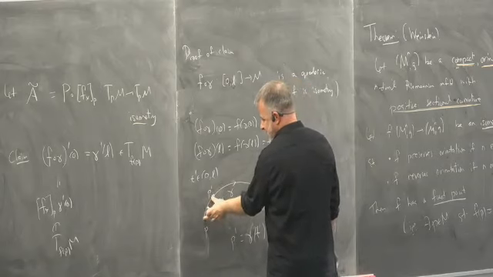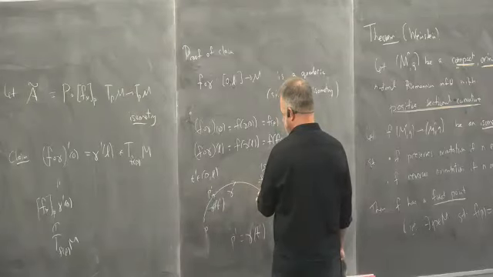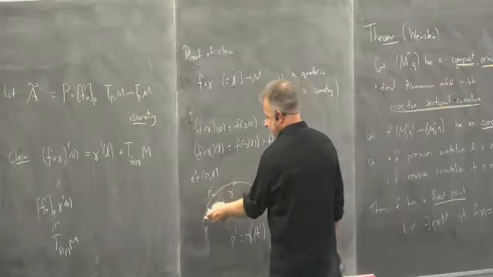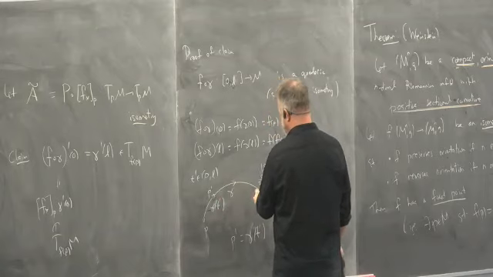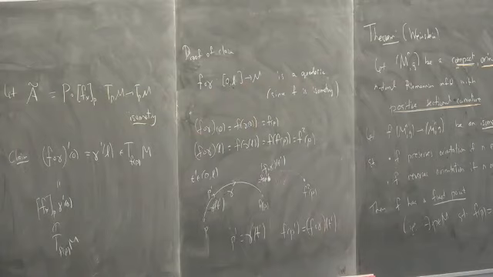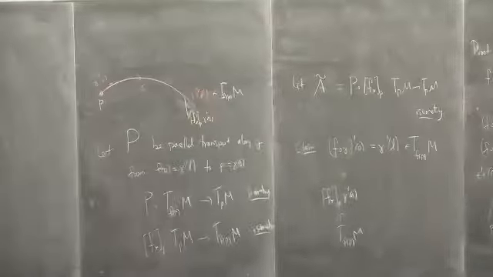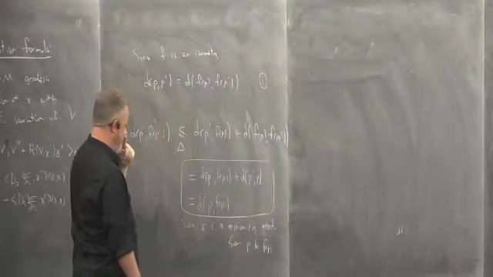Therefore, this geodesic is minimizing from P to P prime, and this geodesic is minimizing from P prime to f of P. So the distance from P to P prime is the length of this, and the distance from P prime to f of P is the length of this. So the sum of those two distances is the length of this thing, which is the distance from P to f of P. So that's why we have this equality here. I've used the fact that f is an isometry, and I've used the fact that gamma is minimizing from P to f of P.